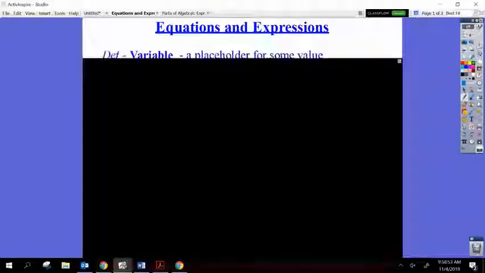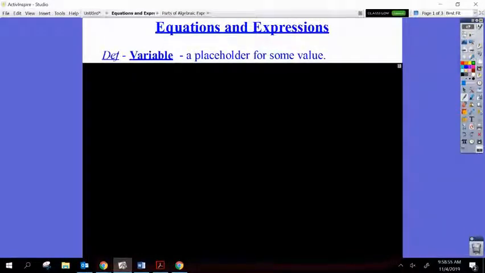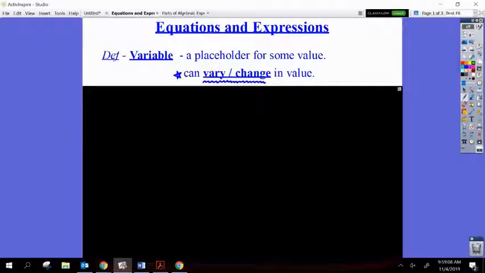First thing we want to talk about is what is a variable. A variable is a placeholder for some value. Essentially, it's holding the spot for a number that we haven't been told yet or that we have to discover. The thing about a variable is that it can vary or change in value, hence variable. Just like in science class, a variable is the thing that you change, just like a constant is the thing that stays the same in your experiment. A variable in a math expression or equation can vary or change in whatever its value is.